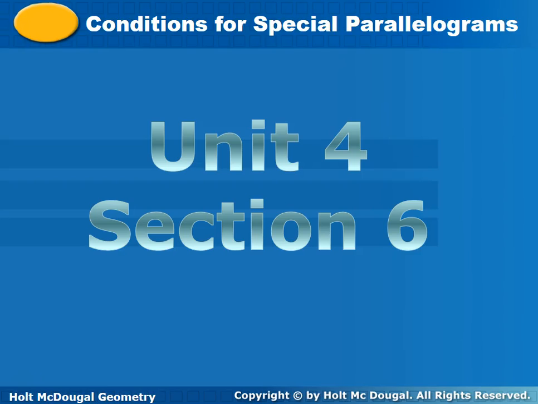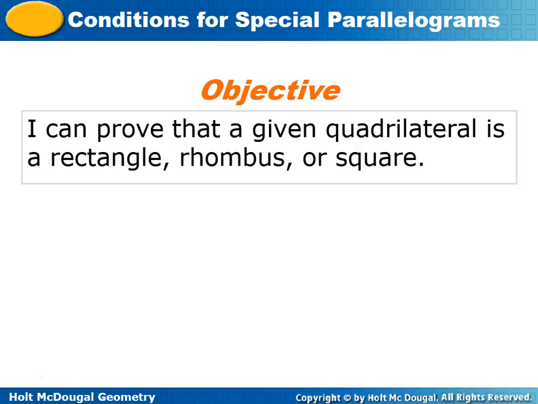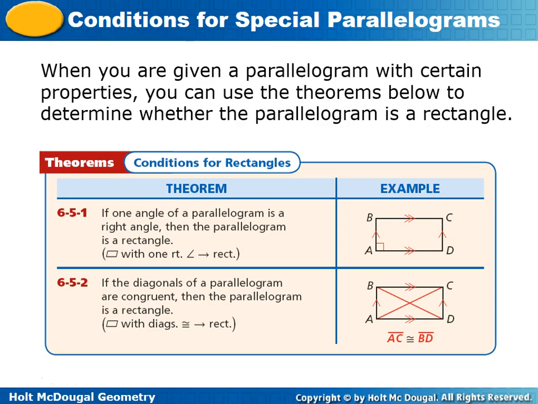So today, for this Unit 4, Section 6 notes, we're going to talk about quadrilaterals and how we can determine if they are a rectangle, a rhombus, or a square. So that's our objective today. First of all, we're going to talk about some new conditions.